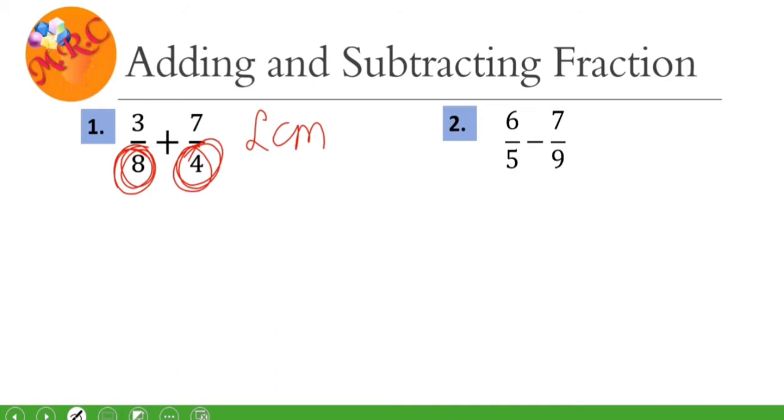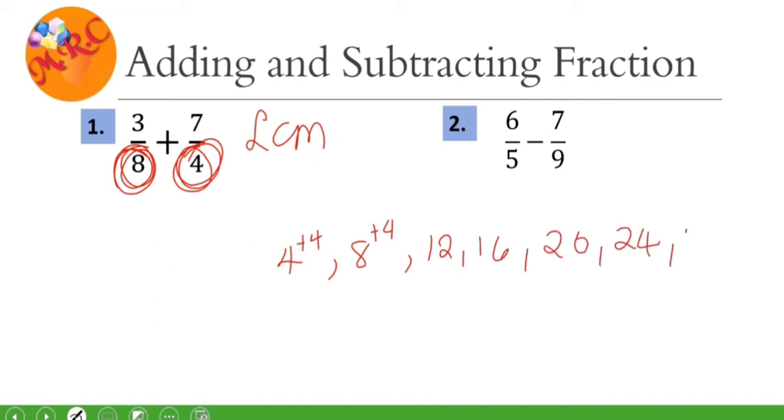If I'm finding the LCM of 8 and 4, I'm going to go ahead and write the multiples of 4. So I have 4, and I keep adding 4 each time. So my next number is going to be 8. Keep adding 4 each time. So my next number is going to be 12. My next number is going to be 16. My next numbers are 20, 24, 28. You get it? I know you do.